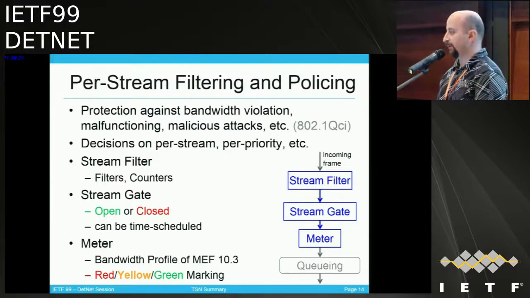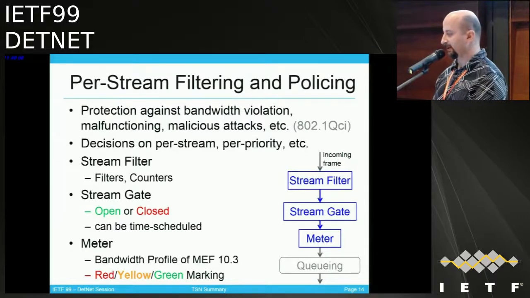These can be per stream, per priority, so there are multiple options. If you want to block some stream, for example, this is one of the knobs for that. The next one is the stream gate, which can be open or closed. For example, you can close the gate if you discover a bubbling idiot in the network or something like that. This opening and closing can be time scheduled as well.